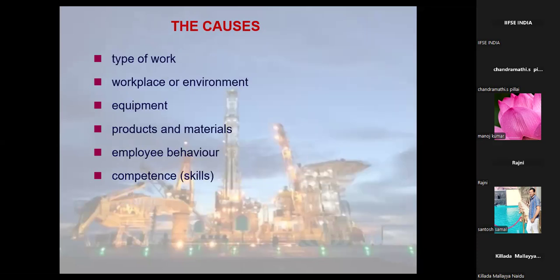Then what are the causes for this? The main causes are the type of work, workplace or environment, equipment, product and materials, employee behavior, and competency or skills of that particular person. Now, this competency skill equally applies to the HSE person. If the HSE person is less competent, then he will be less effective in combating the incident before it happens.